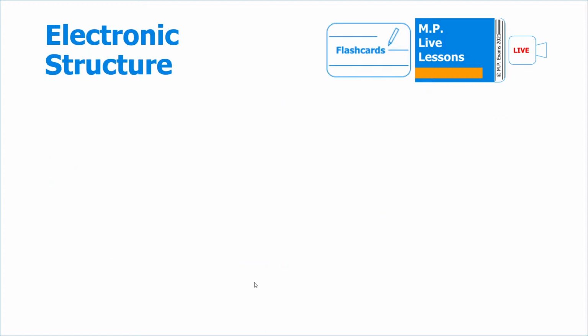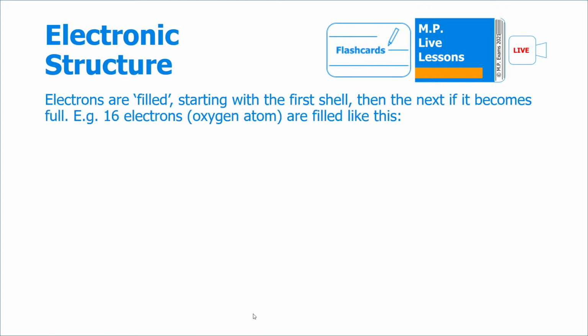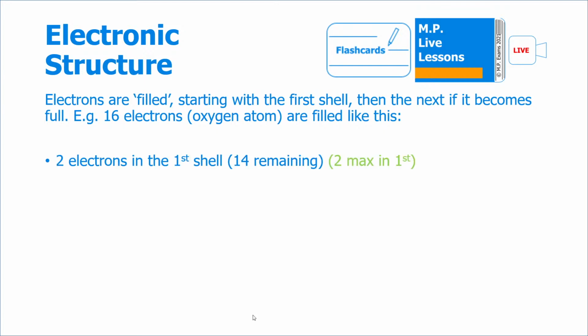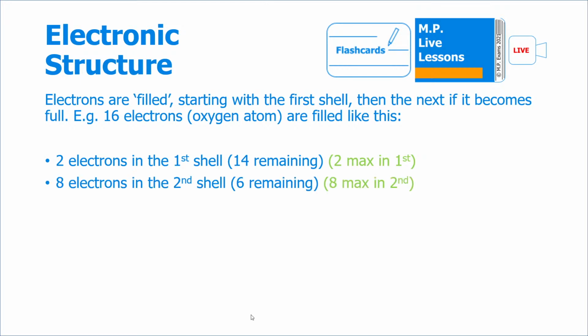Next we have electronic structure. So this is how the electrons are arranged in these shells. So first, electrons are filled, starting with the first shell, then the next, if it becomes full. For example, the 16 electrons in the sulfur atom are filled like this. First, there's 2 in the first shell, because you can have a maximum of 2 here. In the second shell, you can have a maximum of 8. So 8 are put here. We've filled in 10 electrons so far.